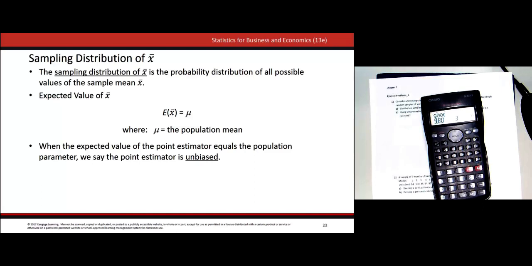And what do we need to know about the sampling distribution of X bar? We need to know the mean of X bar. All this can be proven, but the proof is not the scope of this course. The expected value of X bar, which is the mean of X bar, equals the population mean.